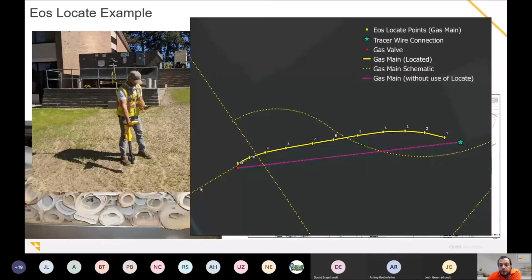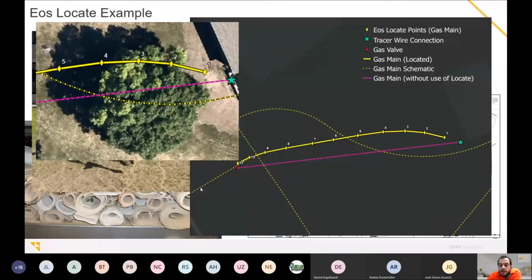Here's an example of a dash line being the recorded record plan line. The solid line is our Eos Locate line. The pink line would have been what we would have had to create had we not had Locate. It's very schematic looking. But when you turn on the aerial, you'll see that there's this giant oak tree sitting right in the middle. So by using Locate, we're able to accurately record the location of the gas main as it bent down and around the tree.